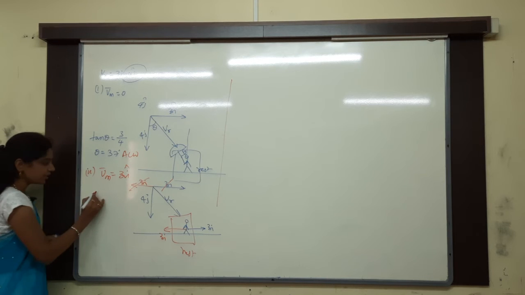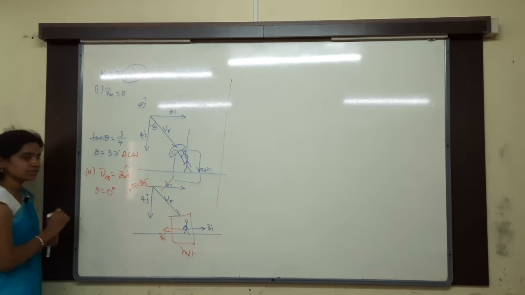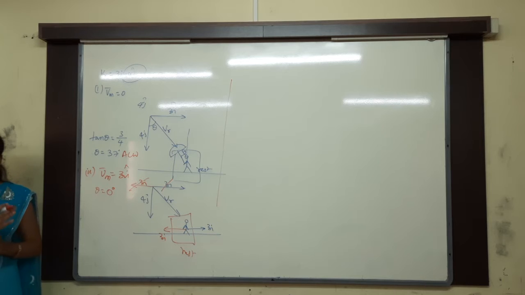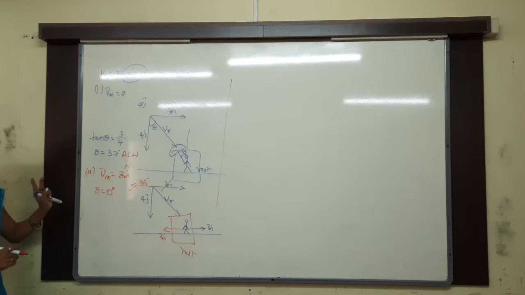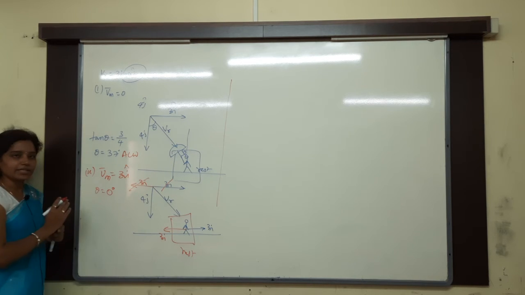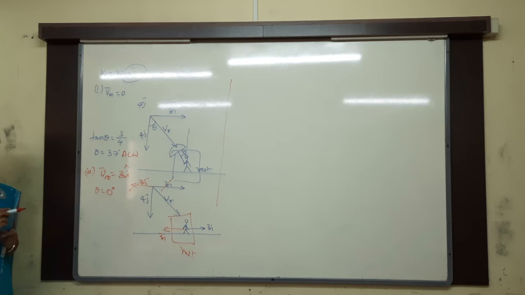So what is theta? Theta is 0 degrees, vertically downwards. With respect to the vertical, the angle is 0 degrees only. With respect to the horizontal, obviously it is 90 degrees. But I said always you have to consider the angle with respect to the vertical only. Understand it clearly? Otherwise you don't get this idea. Then you can do the VRM method also.